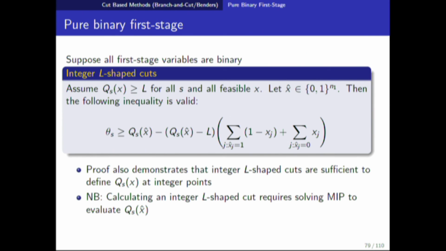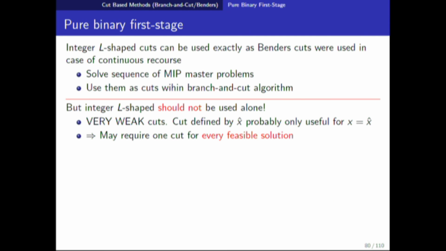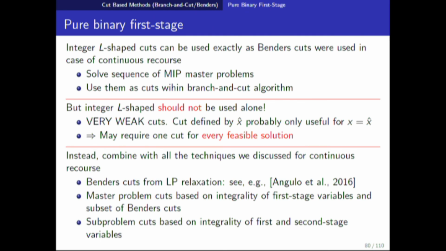Here's what the inequality looks like. When x is not equal to x hat, this term pretty quickly gets big, and it basically says nothing. So outside of x equals x hat, this cut essentially does nothing. If you try to do an algorithm based only on those cuts, you're quite likely to have to enumerate every feasible solution. Maybe not quite that severe, but it can be pretty bad. So you really need to combine it with these other cuts.